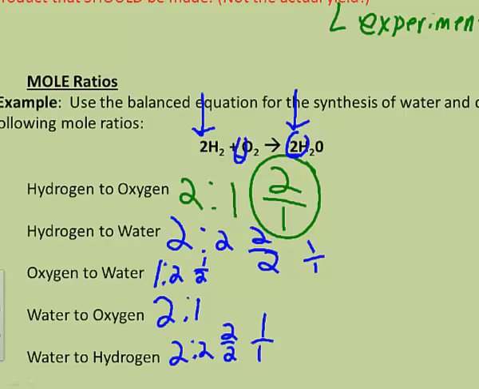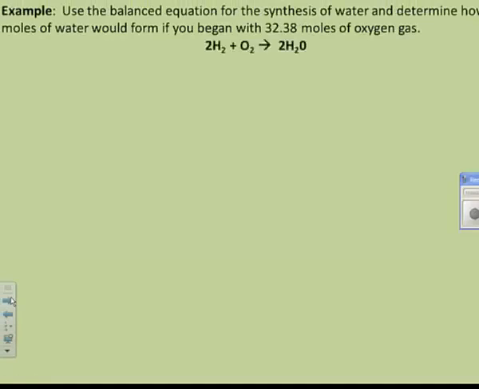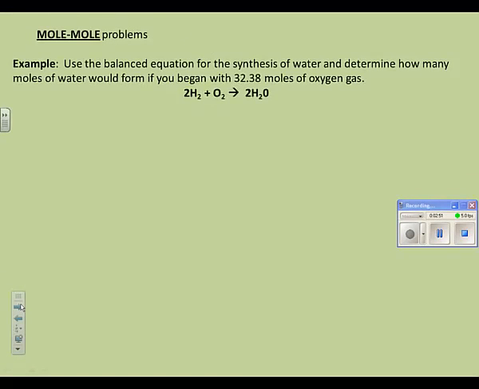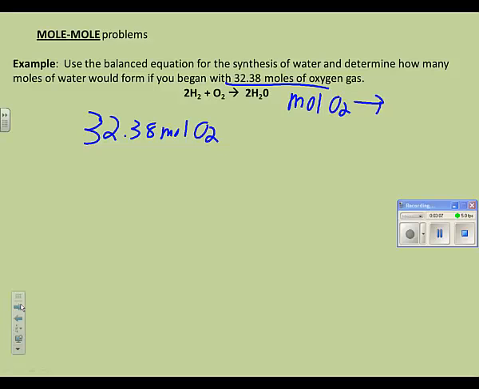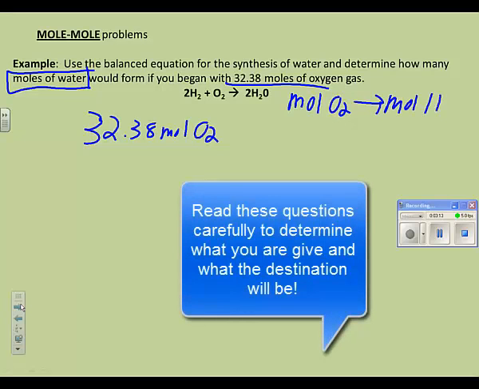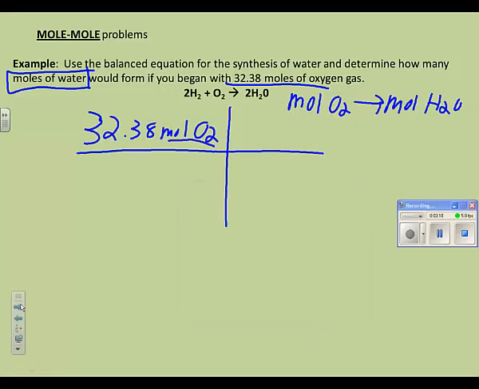So let's go on and actually apply these. Use the balanced equation for the synthesis of water to determine how many moles of water would form if you begin with that many moles of oxygen gas. So like we always do, start with your given: 32.38 moles of oxygen gas. And so here, like we did last unit, we're going to start with moles of O2 and go to our destination, moles of water. Draw your grid. Remember, if we've got moles of O2 in the top left, we've got to have moles O2 in the bottom right, and our destination in the top right.